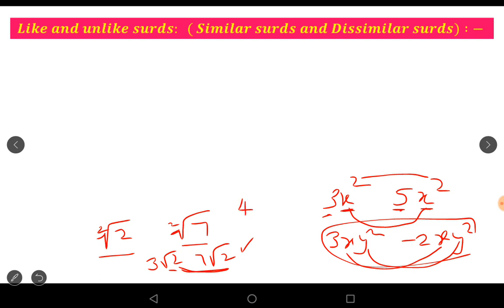Another example: 4 root 2 and 5 third root of 2. These are unlike surds, because 4 root 2 is a quadratic surd and 5 third root of 2 is a cubic surd. So the radicand is the same but the order is different. So these are unlike surds.